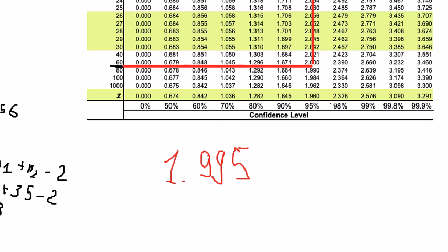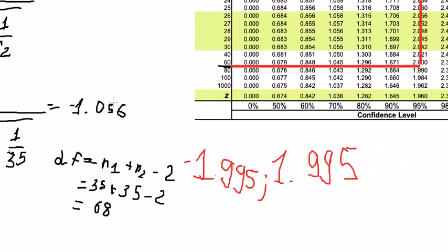because this is a two-tailed test, so the value should be between negative 1.995 and 1.995. And according to the value we just calculated, this value is between the two numbers in here.